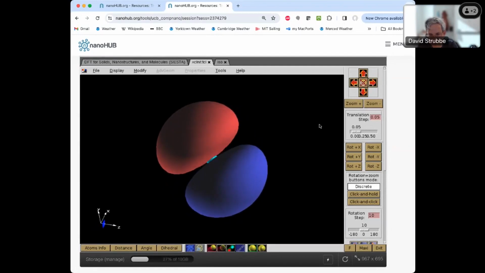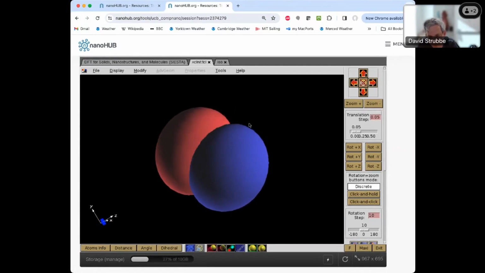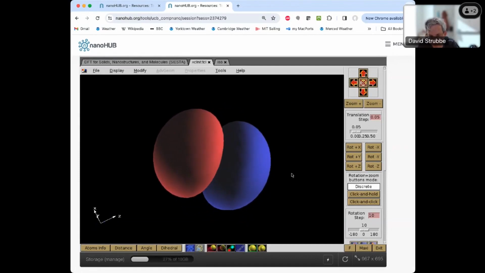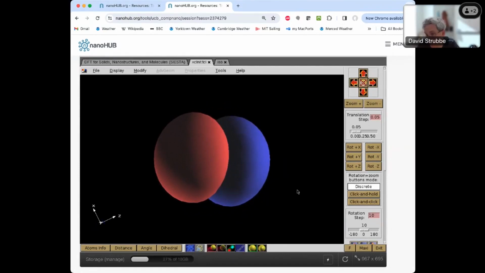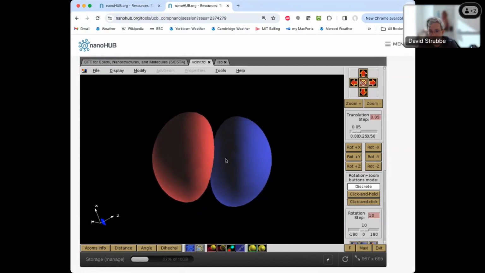So if you ask, given our coordinate axes, is this px, py, or pz? I mean, it's kind of none of the above. It's actually pointing in a different angle, and that's because these orbitals are all equivalent, actually, and so it's a little bit random or arbitrary which one we actually get in the calculation.